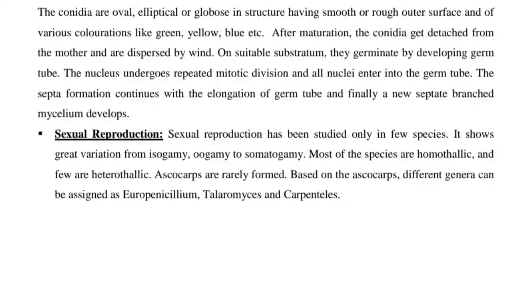Sexual reproduction. Sexual reproduction has been studied only in few species. It shows great variation from isogamy, oogamy to somatogamy. Most of the species are homothallic, and few are heterothallic. Ascocarps are rarely formed. Based on the ascocarps, different genera can be assigned as Eupenicillium, Talaromyces and Carpenteles.